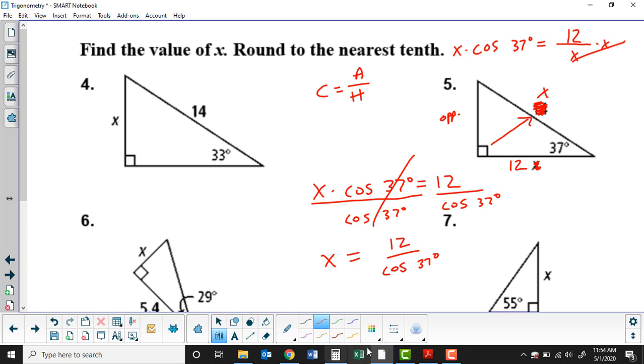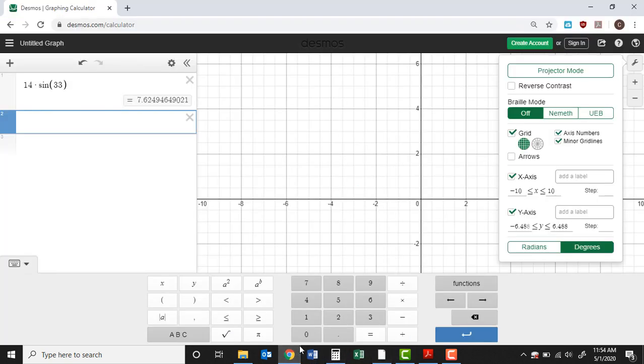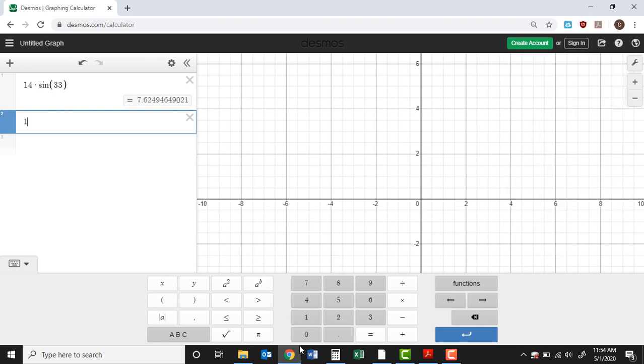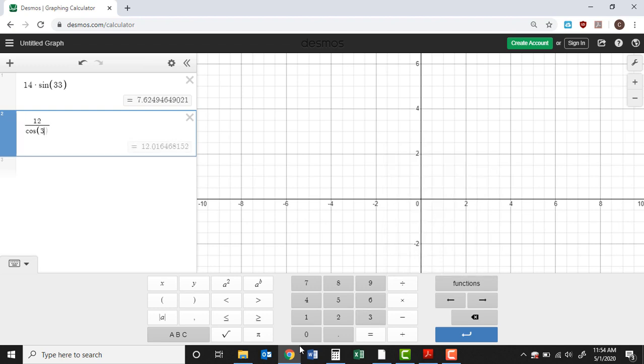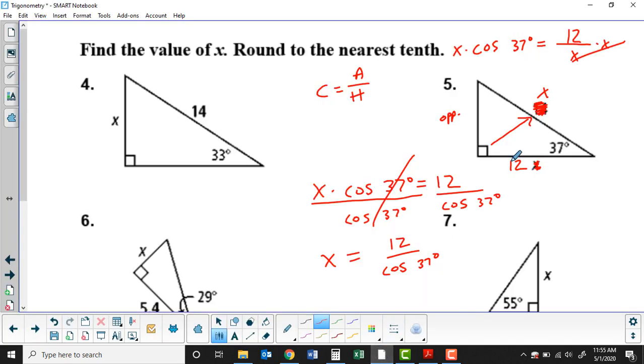So we get our calculator out, and I'm going to use Desmos this time because, again, I like how Desmos works better. So we're going to do 12 divided by, I'm going to go to my functions and hit cosine 37, and I get 15.02. If I were to round this to the nearest tenth, that would be 15.0. So if I go back over here, that means this side is about 15.0 units long. And that again makes sense, guys. This side is 12. The hypotenuse should be the longest side of the right triangle. If I get a number that's less than 12, I know I've got a problem, but 15 is more than 12, so I know I'm okay.